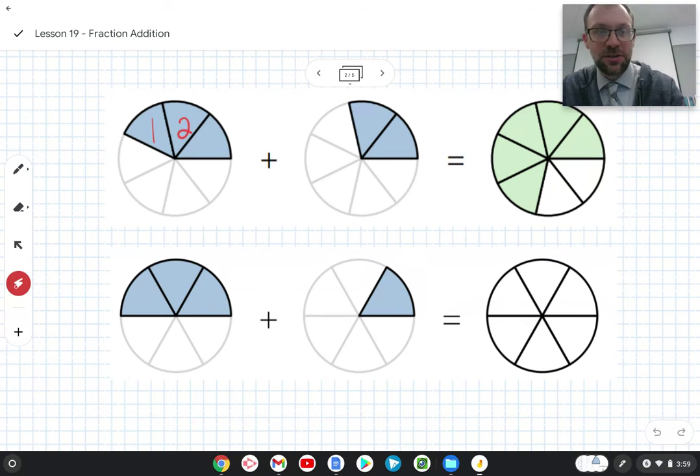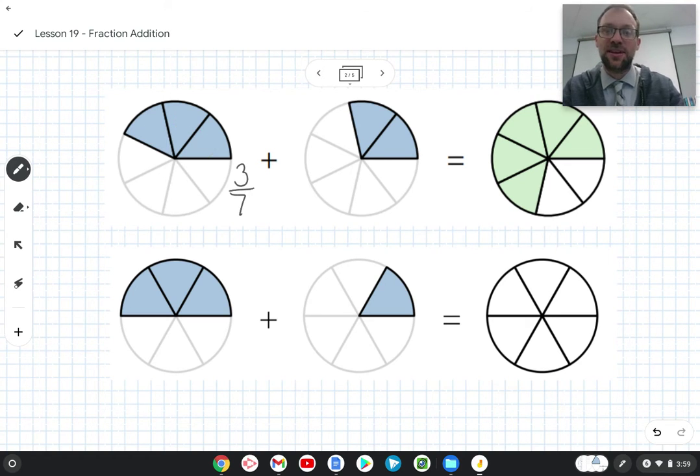So let's see here. We have 1, 2, 3, 4, 5, 6, 7. 7 pieces in this circle. So we're talking about sevenths here. All right, so that's sevenths. And I have, let's see, 1, 2, 3. So this fraction is 3 sevenths.